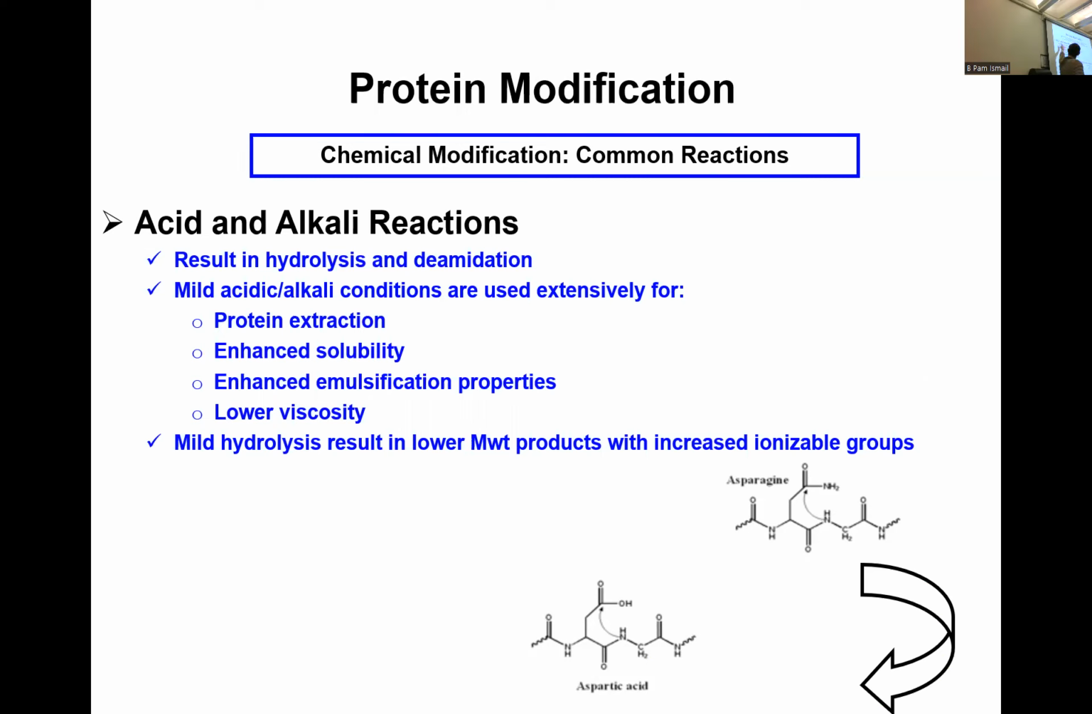This is what I meant by deamidation, that the asparagine loses an amine group and it becomes a carboxyl. That exposes the carboxyl. So you have C double bond O, and when you lose an amine, then it becomes COO minus.